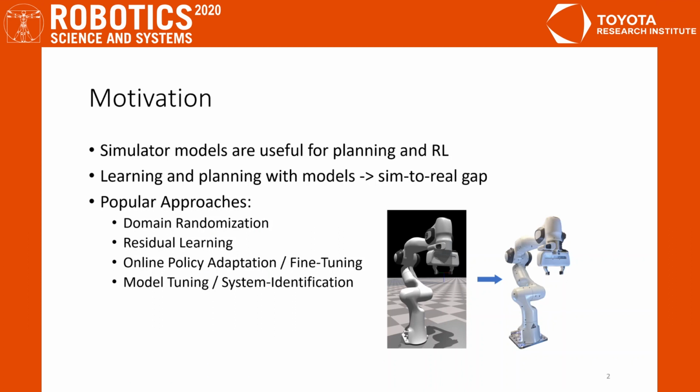Using simulators is useful for both model-free and model-based methods, but learning and planning with simulated models typically leads to the sim-to-real gap, where the simulated dynamics don't match exactly with those of the real world. There are many popular approaches to address this issue, including domain randomization, residual learning, online policy adaptation, or fine-tuning trained policies with online data, or model tuning or system identification. Our work focuses on the latter part.